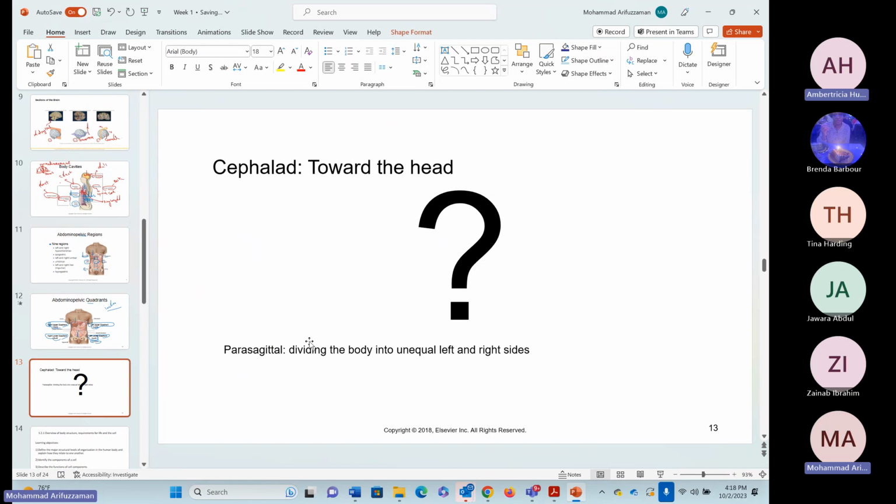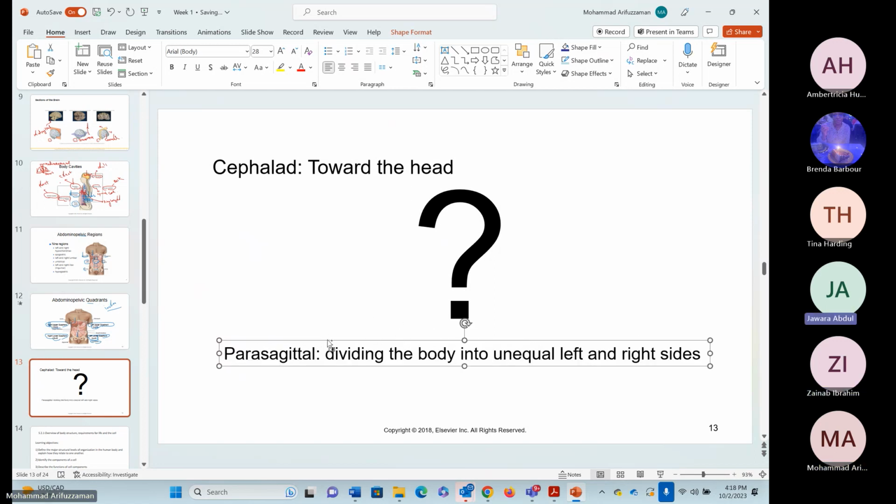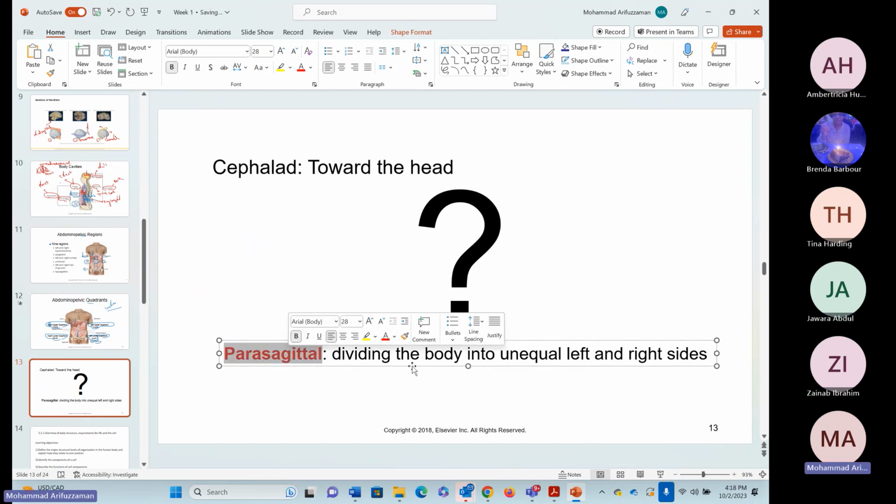So this is parasagittal. Midsagittal means equal halves, but parasagittal means unequal. Is it clear? The parasagittal divides the body into unequal left and right sides.